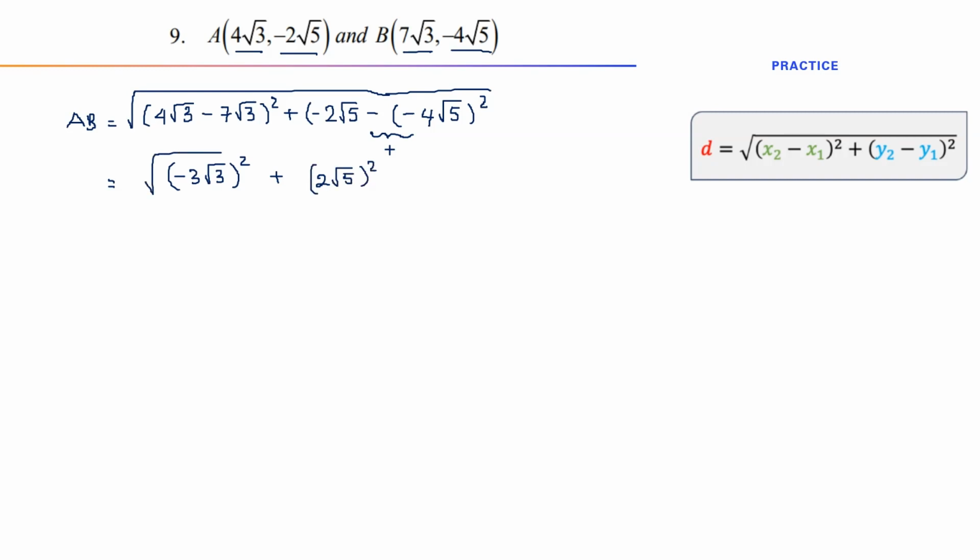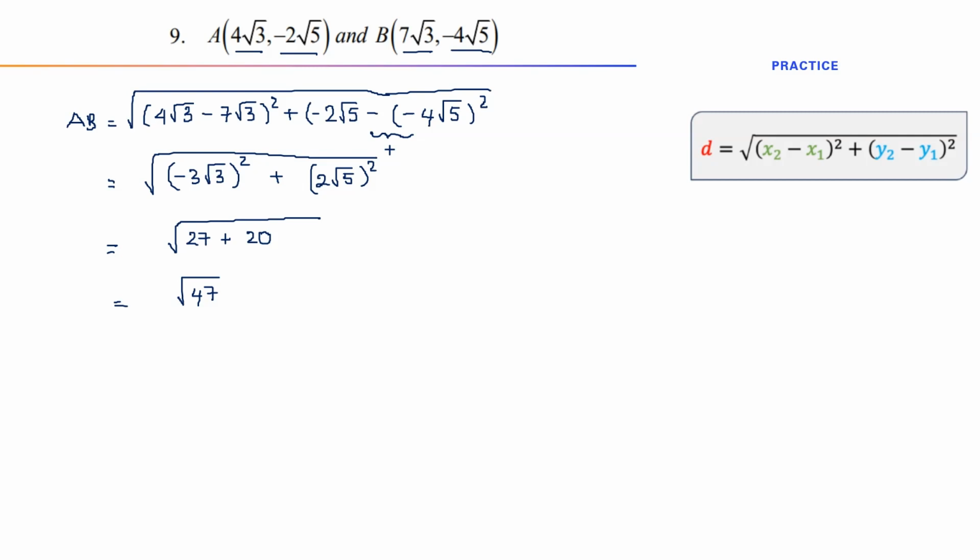Squared. Take the square root. Then we have 3 squared times 3, which is 9 times 3, 27, plus 2 squared is 4 times 5, 20. That equals the square root of 47. And that is a prime number, so we're good with that answer.